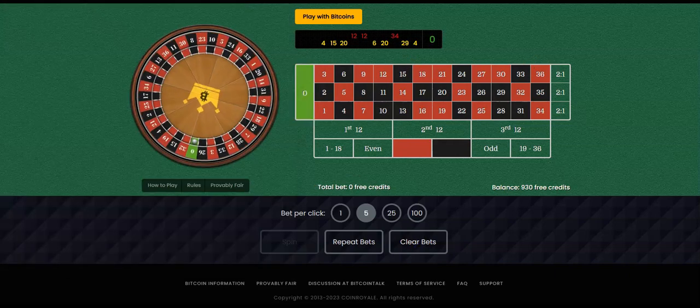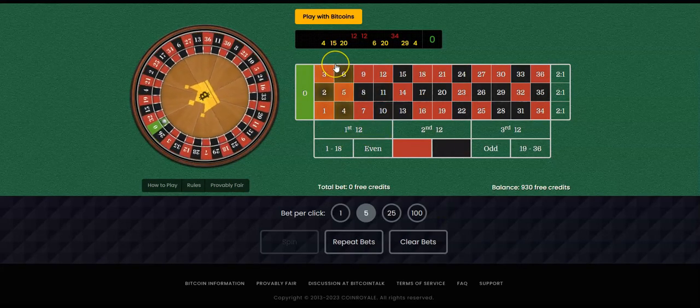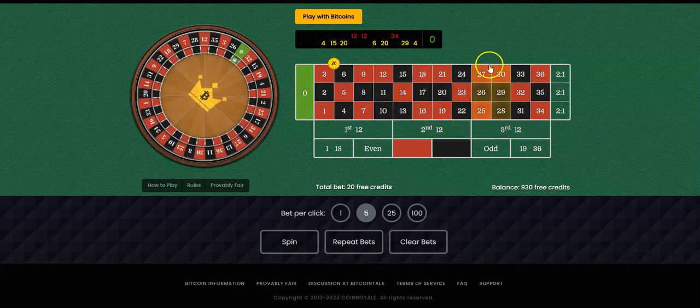Okay, so it's 2 and 25, and this is asking for 4 units. I can go any way with this, but like I said, I like to stay in the group of 6.